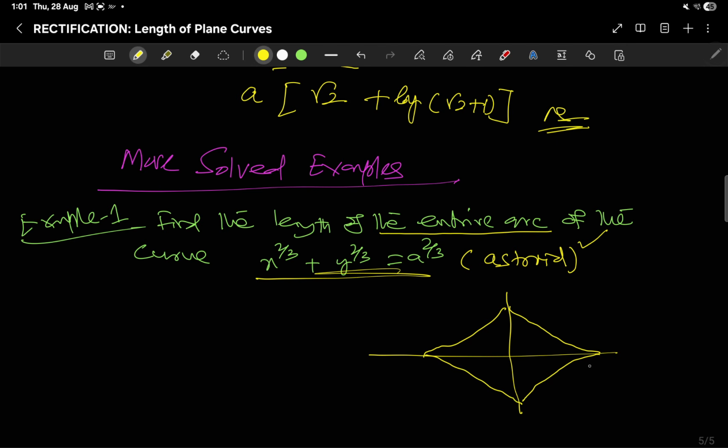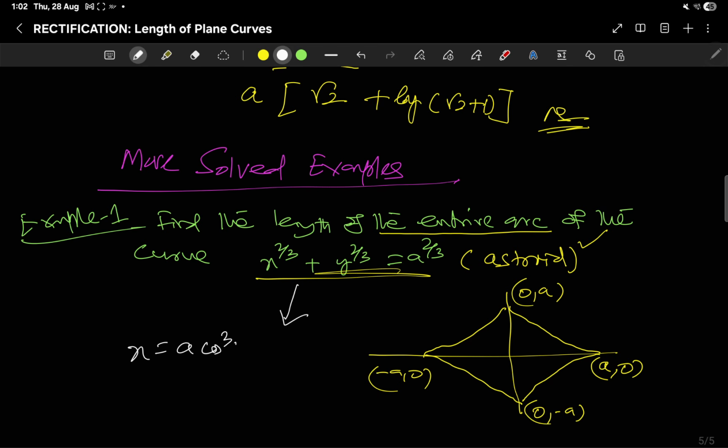The shape of the curve is like this. It is (a, 0), (0, a), (−a, 0), (0, −a). Okay, and if you bring it into the parametric form, then if we put x = a cos³θ, y = a sin³θ, you see (x/a)^(2/3) + (y/a)^(2/3) is equal to 1.